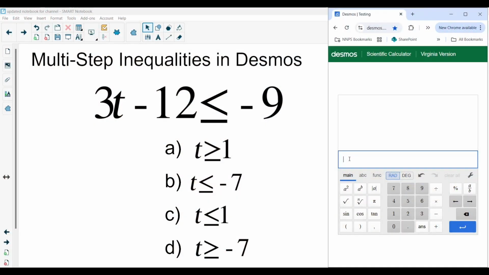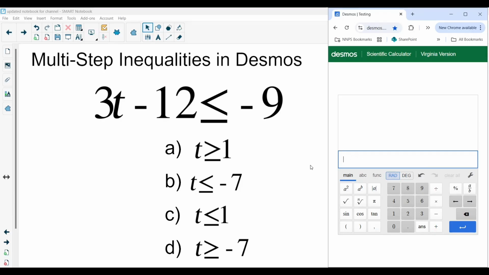Hey everyone, in this video, we are focusing on multi-step inequalities and we're going to put them in Desmos. This is going to make it so much easier. Desmos gives you your answer. All I say is that you realize what we have in front of us.